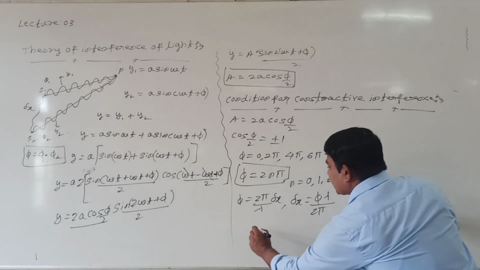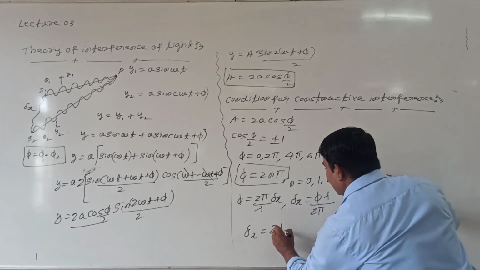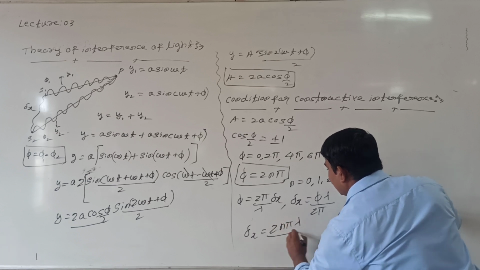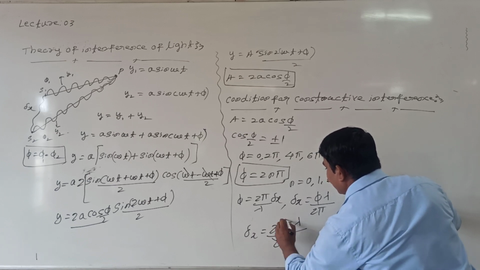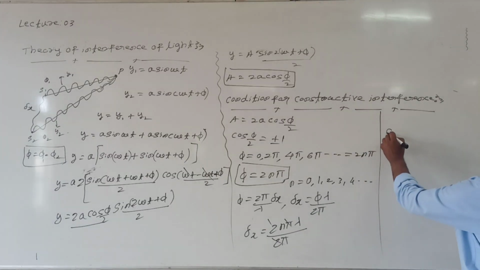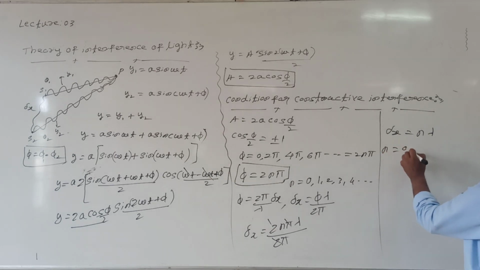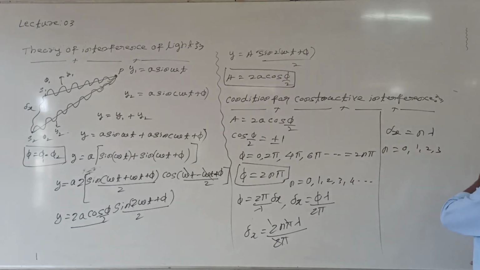Or how much path difference exists? Del x is equal to phi, which is 2n phi, times lambda divided by 2 phi. The 2 phi gets cancelled. Then what is the path difference remaining? Path difference is equal to n lambda. What is n again? n is equal to 0, 1, 2, 3, like this.